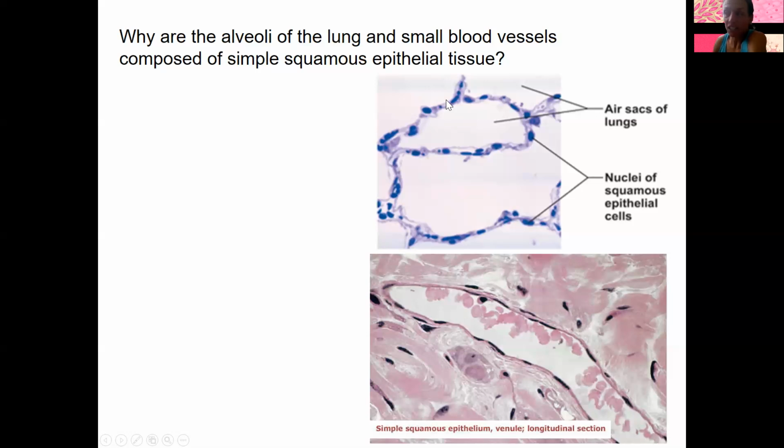So why is this so thin? There's still 2 membranes here, but the cells themselves are thin. This allows for quicker diffusion. Remember diffusion distance. The distance that something has to diffuse across influences diffusion rate. We want oxygen and carbon dioxide to be able to diffuse across both the alveoli and these capillaries, this is a venule in this case, very quickly, as quickly as possible, because that's what respiration is. And so a thin lining is helpful.